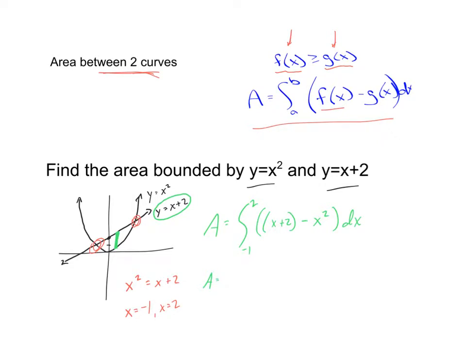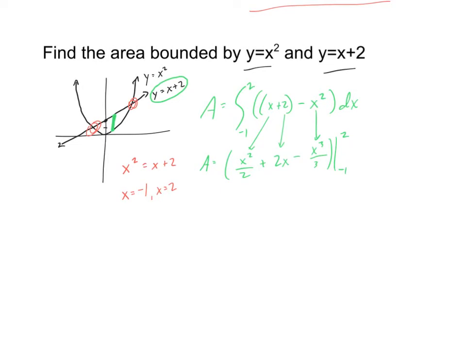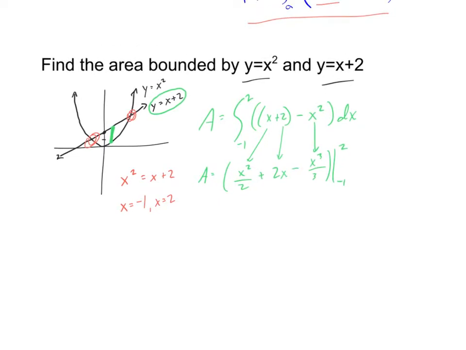So we're going to now take the integral, find the antiderivative. x becomes x squared over 2, 2 becomes 2x right there, and x squared becomes x to the third over 3, and that all gets evaluated over the bounds. And again, if you don't like doing the bounds by hand, you can absolutely use your calculator to do this substitution. x squared over 2 plus 2x minus x cubed over 3.